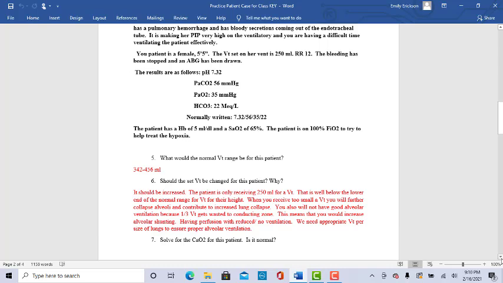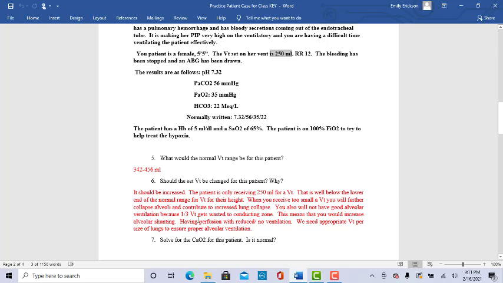The next question that I have is, should the set tidal volume be changed for this patient, and why? If you look at the set tidal volume for this patient, it's 250 mils. Based on this range, you can see that this is too small for this patient. So I would want you to say that the tidal volume should be increased. The patient is only receiving 250 mils for a tidal volume. That is well below the lower end of the normal range of tidal volume for their height.